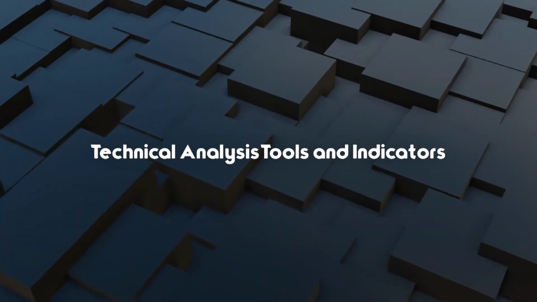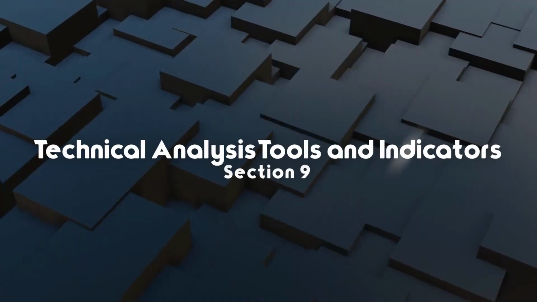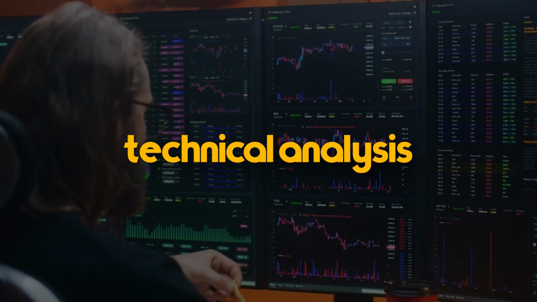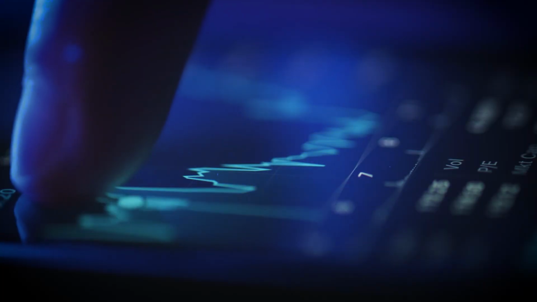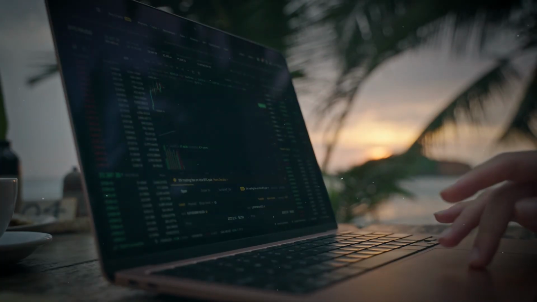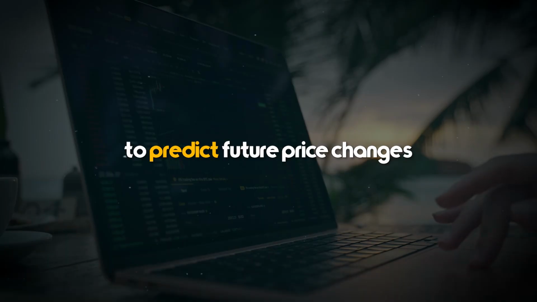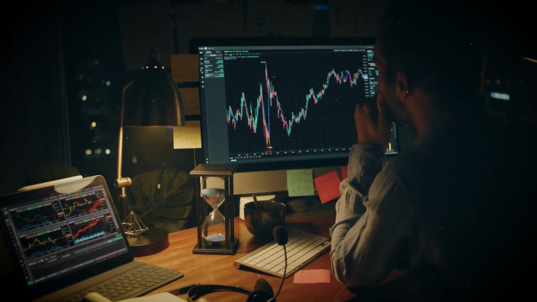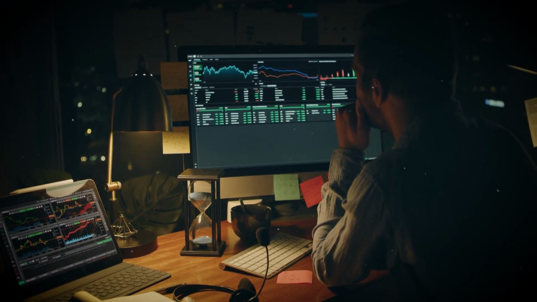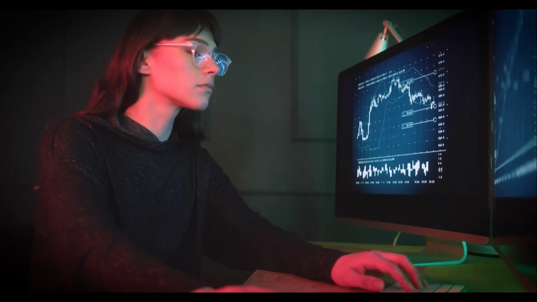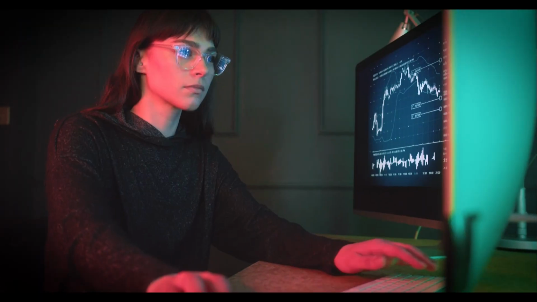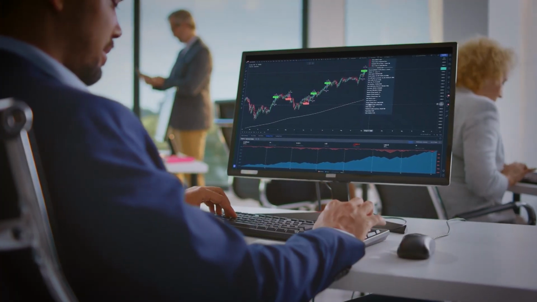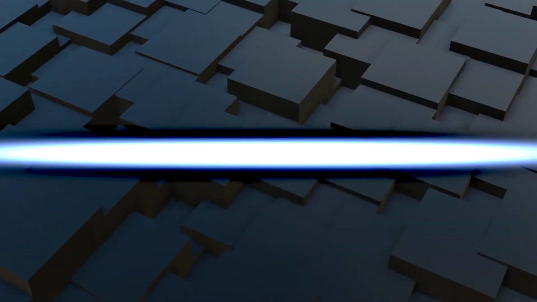Section 9. Technical Analysis Tools and Indicators. One essential tool for traders and investors is technical analysis. It offers a way to interpret market sentiment and use historical data to predict future price changes. This method utilizes various tools and indicators to evaluate market conditions and identify trading opportunities. Here, we explore some of the most widely used technical analysis tools and indicators that help decode market trends and guide trading decisions.